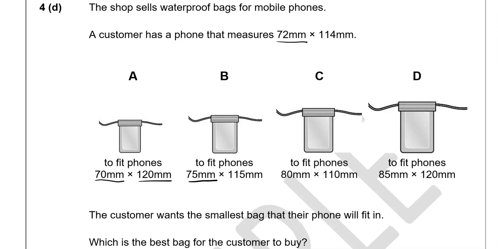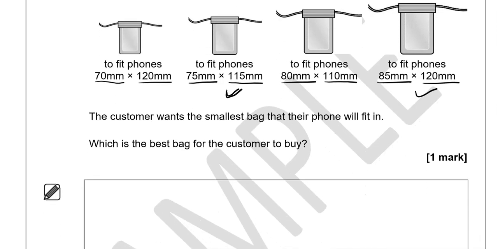B, 75, which is higher than 72, and 115, which is higher than 114. So this is one option. Looking at C, 80, that is higher than 72, but 110 is lower than 114, so it's not an option. Looking at D, we've got 85, which is higher than 72, and 120, which is higher than 114. So B and D are the two options, but out of them two, we're going to go for B because it's the smallest bag that the phone will fit in. So we'll write B here.